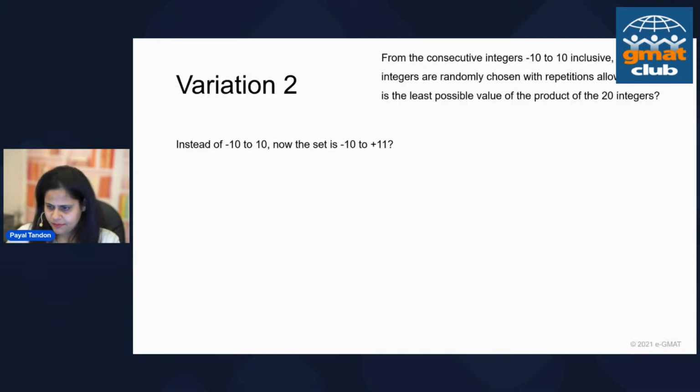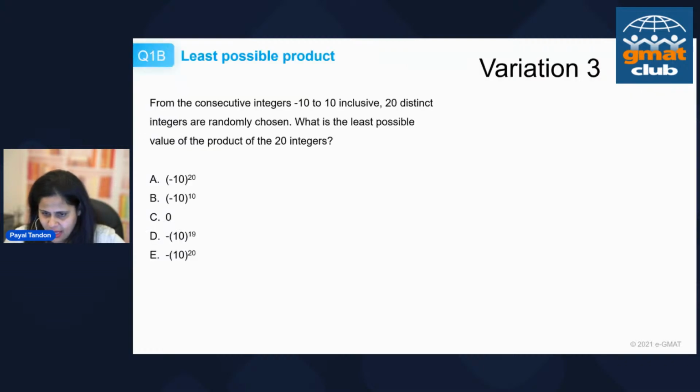Okay, here. Now let's solve this one. This one is also the same. You're going to take 11 19 times and you're going to take negative 10 one time. Now, this is the next question over here. I want you to answer this question. Variation number 3. Now read the question statement very carefully.